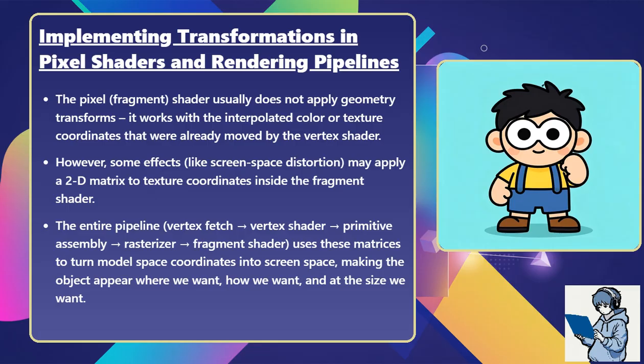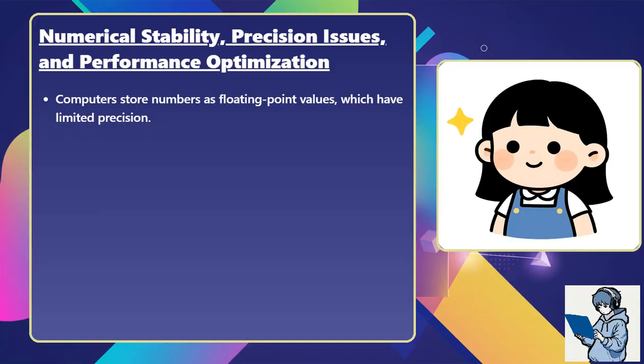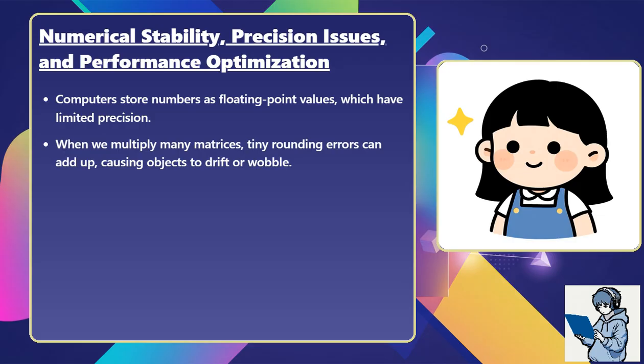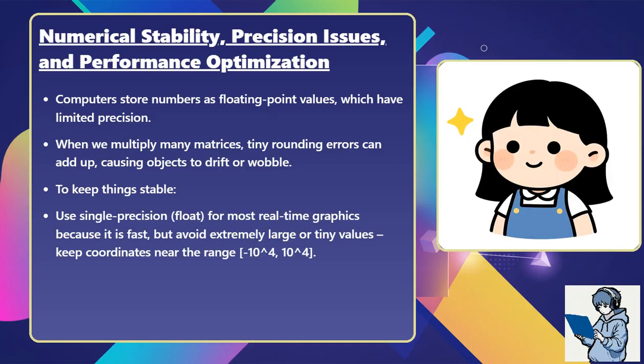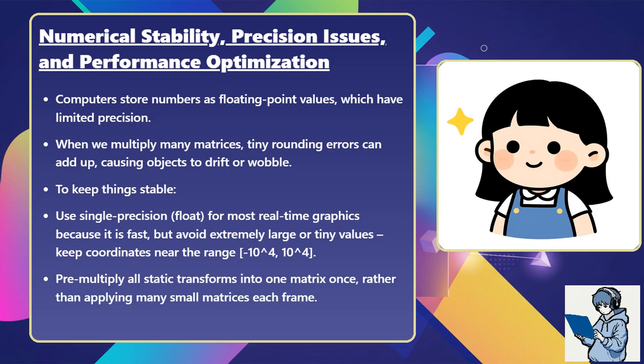Computers store numbers as floating point values which have limited precision. When we multiply many matrices, tiny rounding errors can add up, causing objects to drift or wobble. To keep things stable, use single precision float for most real-time graphics because it is fast, but avoid extremely large or tiny values. Keep coordinates near the range -10 to the fourth to 10 to the fourth. Pre-multiply all static transforms into one matrix once rather than applying many small matrices each frame.